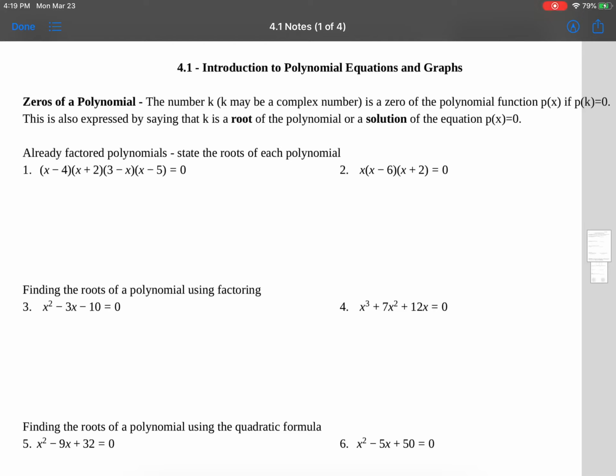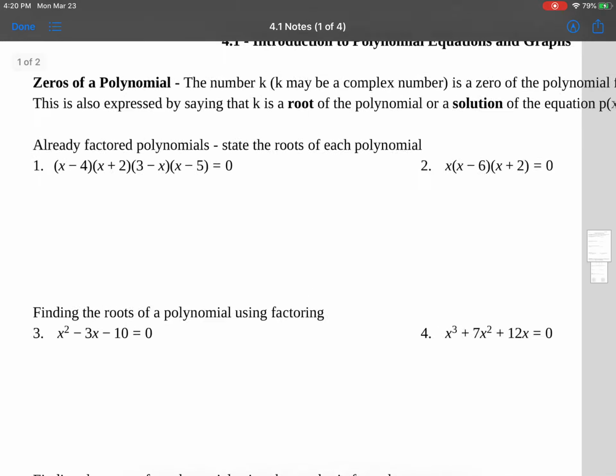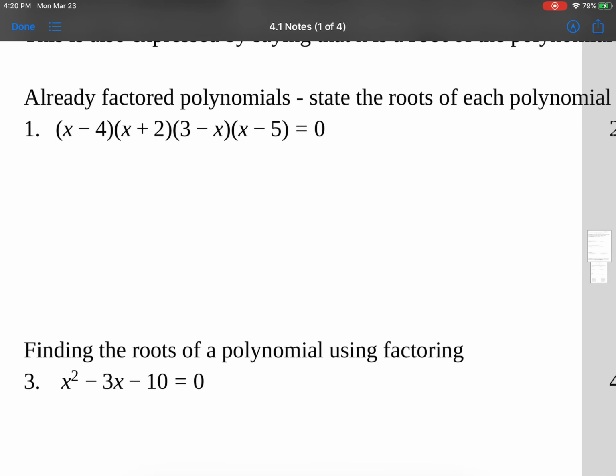So the first thing we'll talk about here is finding the zeros of a polynomial. Now, zeros of the polynomial, roots of a polynomial, solutions to the equation, those are all pretty much just asking you what are your x-intercepts. So in order to find your x-intercepts, we're going to start with polynomials that are already factored.